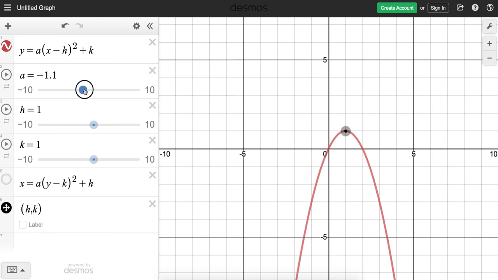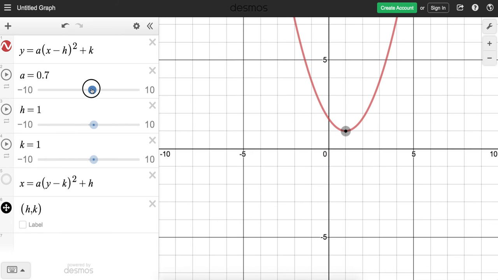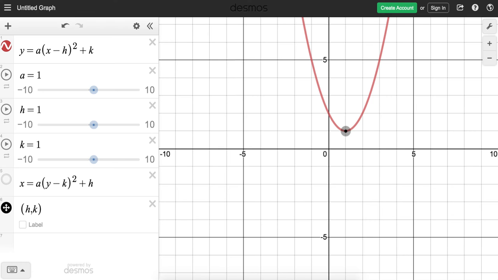If a was negative and opening downward, the focus point would be somewhere below the vertex. So it depends on which way the parabola is opening, up versus down. And the value of p is determined by looking at your value of a, and then whatever the value of a is, set it equal to 1 over 4 times p, and then solve that equation, and you'll get your value of p. So for instance, with this parabola, we have 1 for a.